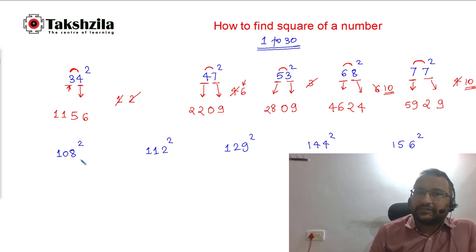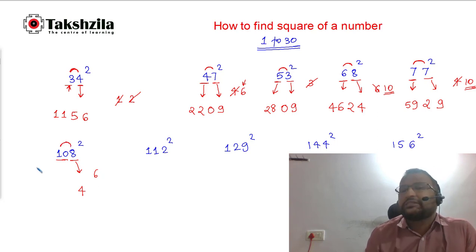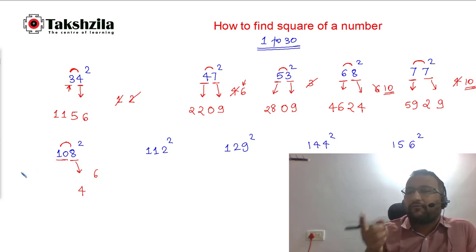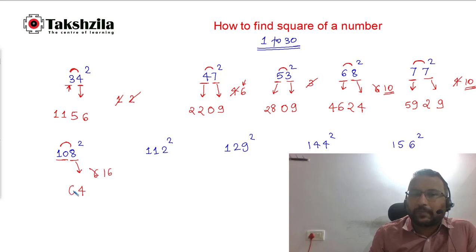The first step is to separate the unit digit from the given number. 8 square is 64. Write only the unit digit 4. Then multiply these two groups. 10 into 8 is 80. Double of 80 is 160, plus 6 is 166. Square of 10 is 100, plus 16 is 116.